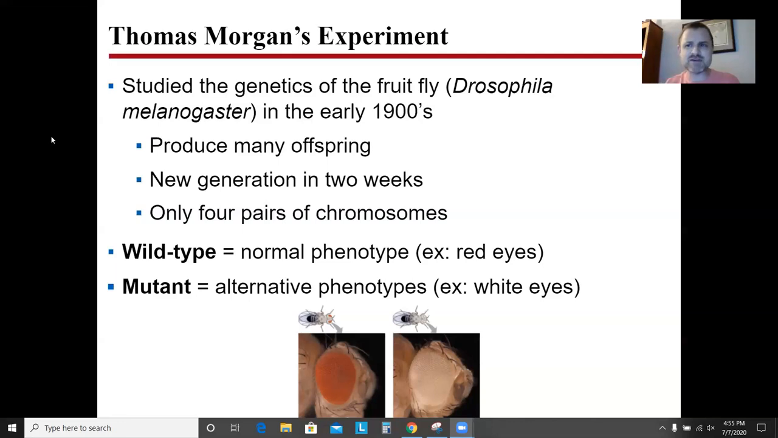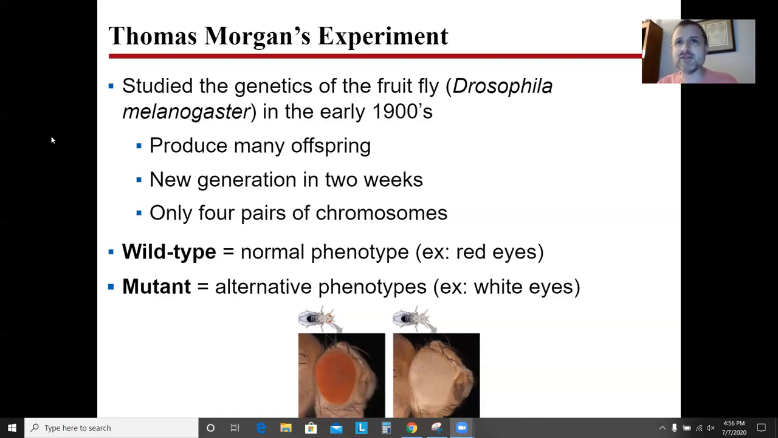One new term that we haven't used before is the term wild type. This is really important. Wild type is the phenotype that most occurs in nature, as in the normal. I hate using the word normal because it's kind of a loaded term. But in nature, fruit flies have red eyes. So the wild type trait for fruit fly eyes is red. I don't know if the wild type is always dominant, but in our case, it's going to be dominant.